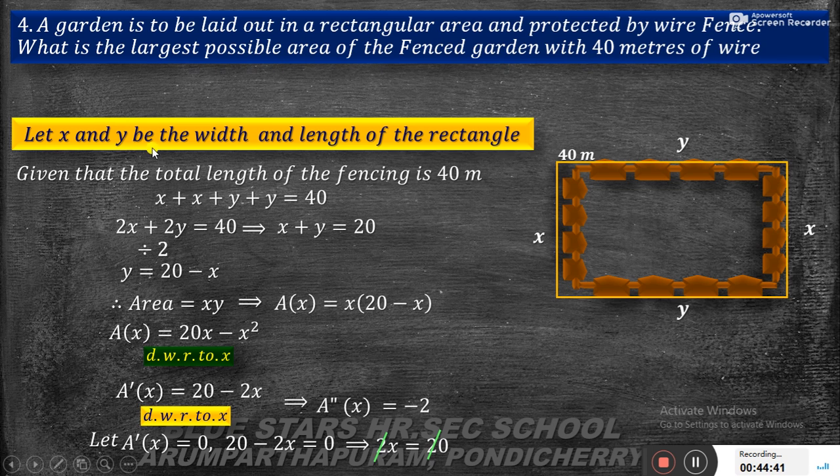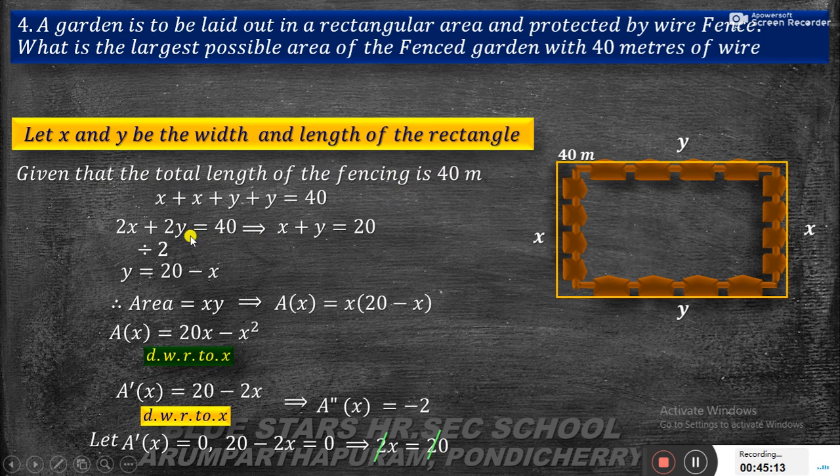So let x and y be the width and length. Here I take x as the width and y as the length. Y is the horizontal length, the horizontal line. So y represents the length and x represents the width. Given that the total length of the fence is 40 meters.